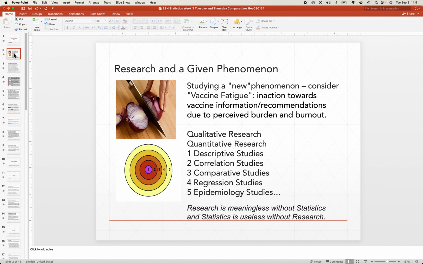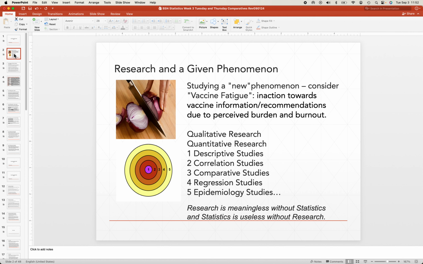So, for example, consider we have a new phenomenon, something that's come up since the pandemic called vaccine fatigue. It's described as an inaction towards vaccine information and recommendations. It's thought to be due to perceived burnout and burden. So consider that this is a new phenomenon. We really don't know much about it. How would we go about studying it? Well, we don't know what variables are involved in this given phenomenon. So first we have to go out and look for those variables.